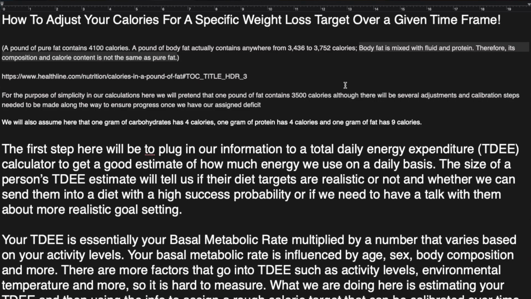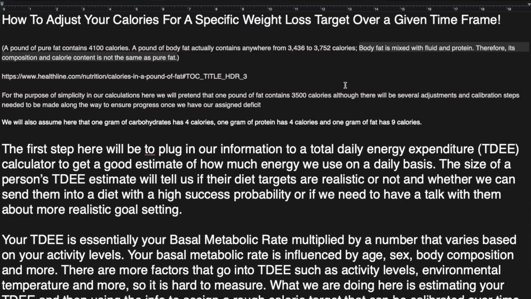For the purpose of simplicity in our calculations, we will pretend that 1 pound of human fat contains 3,500 calories, although there is some variance there. Several adjustments and calibration steps will be made along the way also to ensure progress once we have our assigned deficit. We will also assume 1 gram of carbohydrate has 4 calories, 1 gram of protein has 4 calories, and 1 gram of fat has 9 calories.